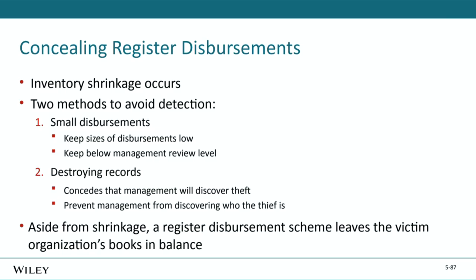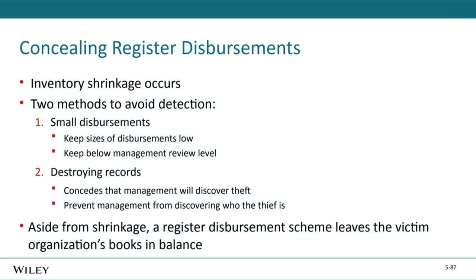And the shrinkage is that the stuff has not been returned. So how do you avoid detection? Small disbursements, okay, death by 1,000 cuts. Keep the size of disbursements low, below the management review level. And then if you think they're onto you, destroy the records. Okay, concede that management will discover the theft and prevent management from discovering who the thief is. So they know they're losing money, but all the records have been destroyed.